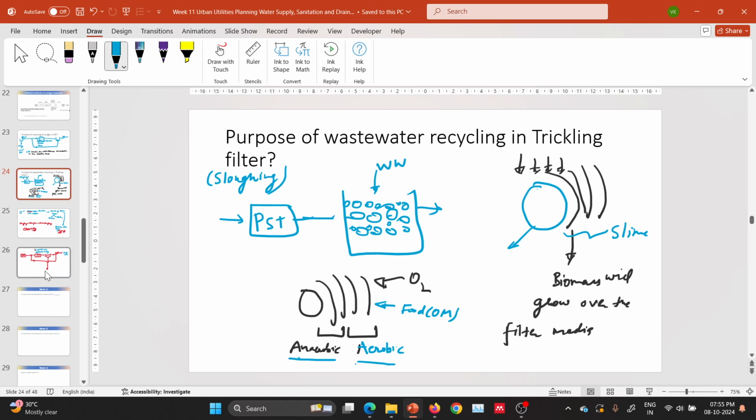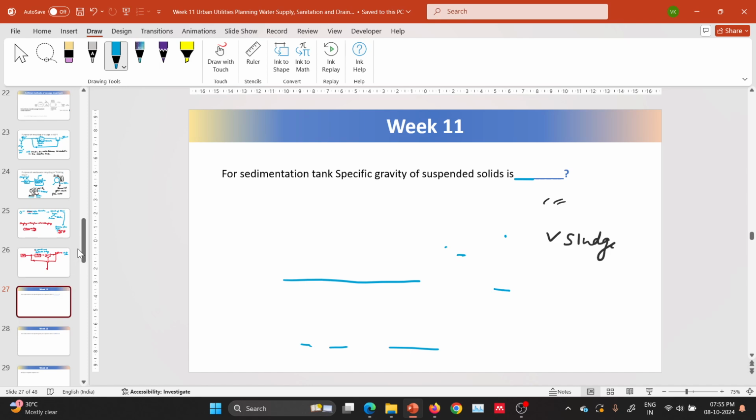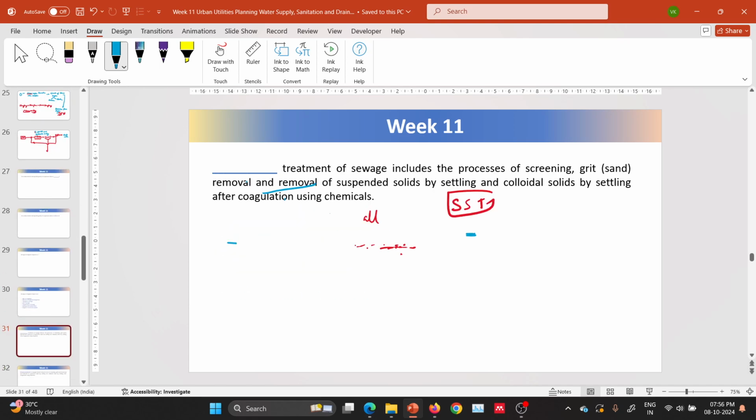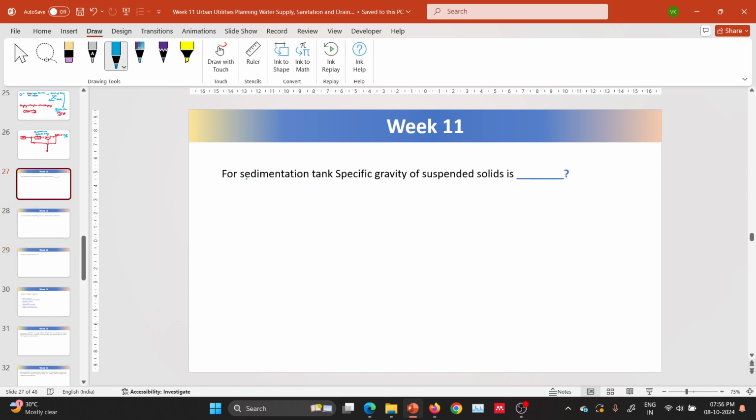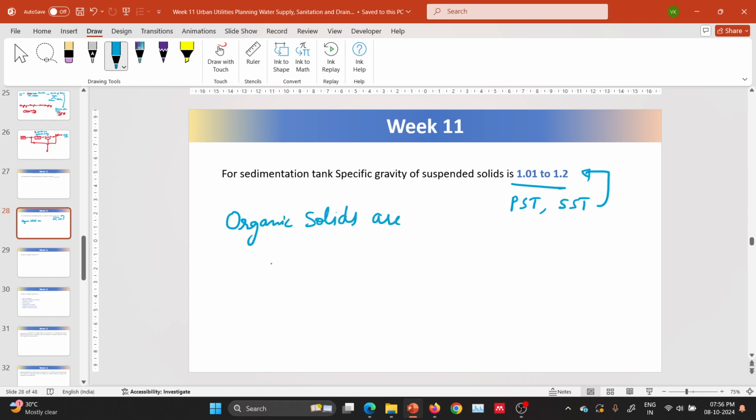Sloughing of slime layer. That's it. What is the next? For sedimentation tank, specific gravity of suspended solid is... So it is talking about, for grit chamber it is 2.4 to 2.6. For PST and SST it is around 1.1 to 1.02, because organic solids are lighter solids. Organic solids are lighter.